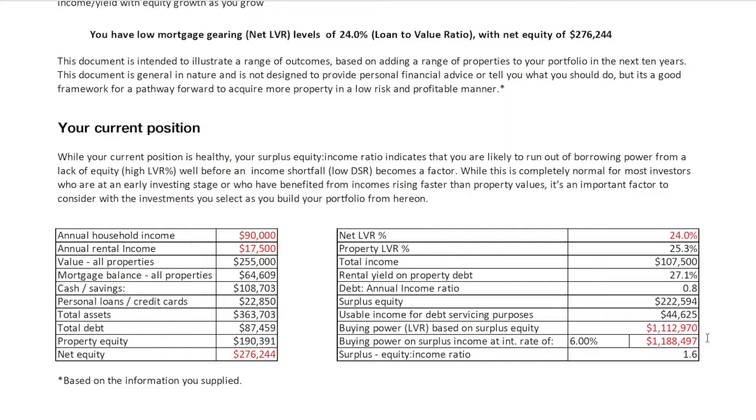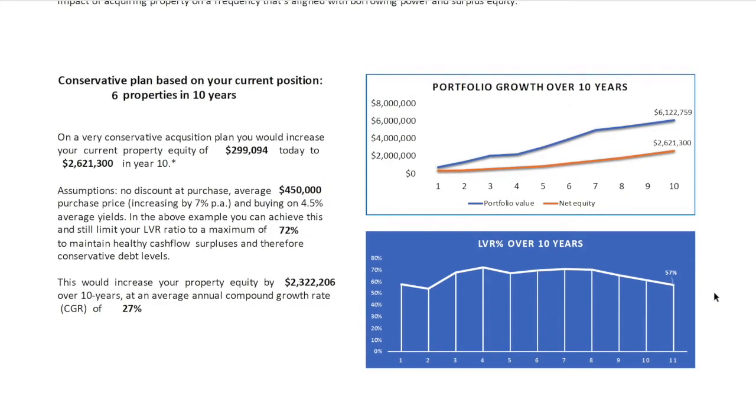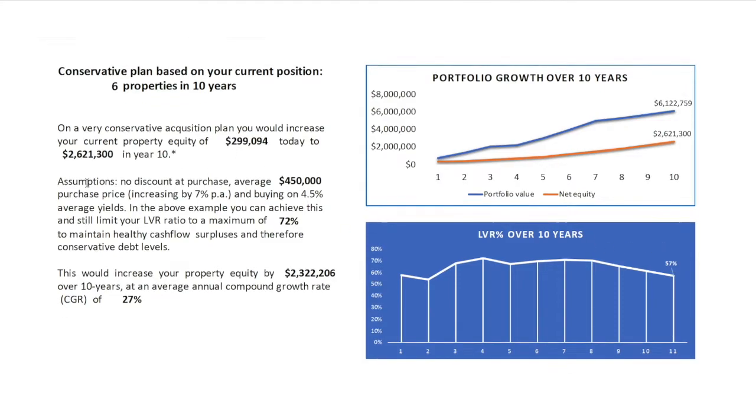So Mary's more balanced, so her approach to building her portfolio is going to be more focused around taking a balanced approach as she builds with both high growth and high yield properties, and keeping it balanced as she steps forward. So again, in Mary's example, 6 properties in 10 years is a conservative plan, seeing her build that equity from $299,000 today to about $2.6 million.